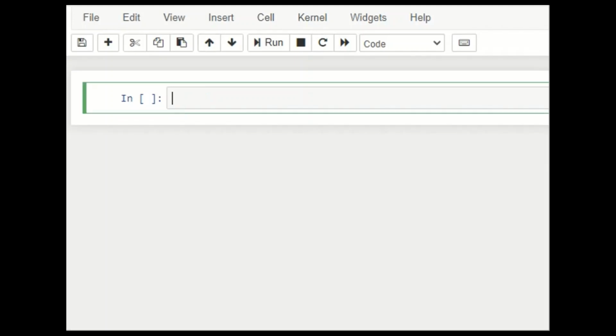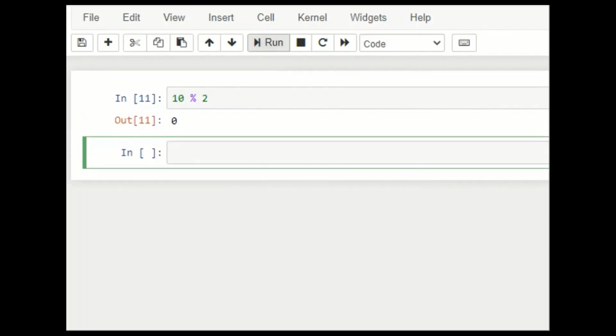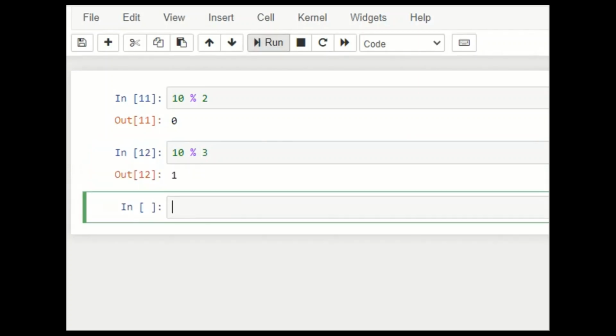Now let's try out our modulo operator. So 10 mod 2. The mod operator, as you can see, is just a percentage sign. This should give us 0, which it does. So let's try something with a remainder. 10 mod 3, for example. Let's see what that gives us. That should give us 1 because 3 times 3 is 9, and then 10 minus 9 is 1. So it gives out the remainder.